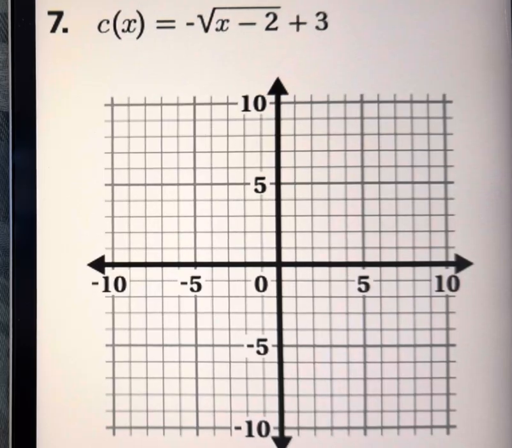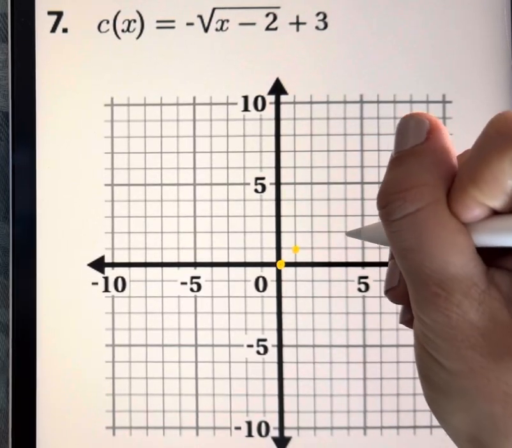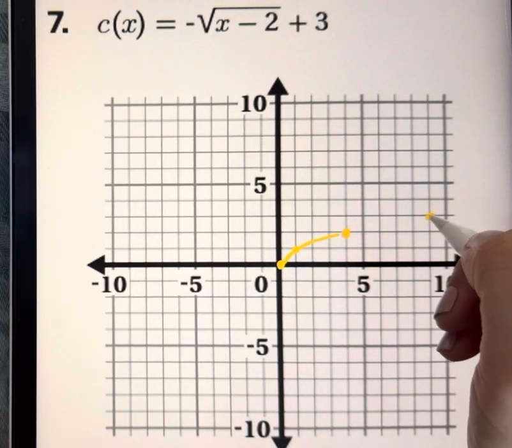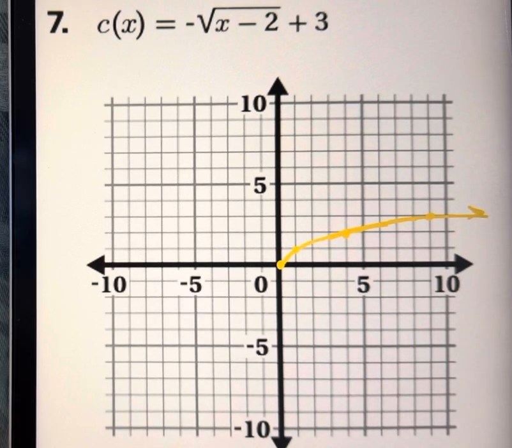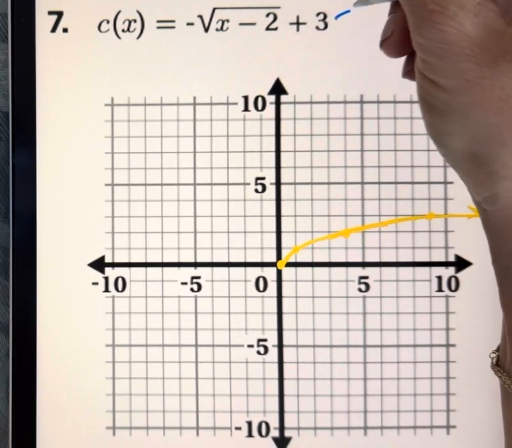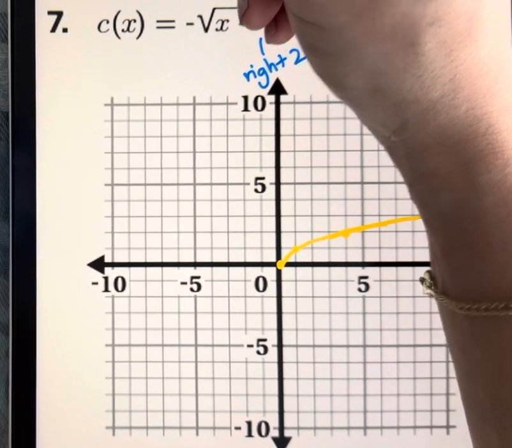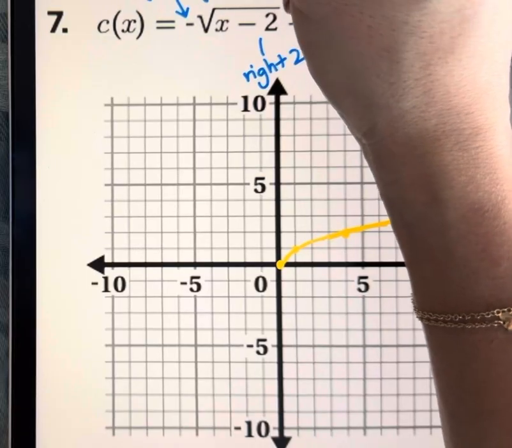Now we have a square root. Remembering that this is what it does. Okay, and at 9 it's at 3 if you want to get more specific, because square root of 9 is 3. What's happening here? We are going up 3, we're going right 2, and we are doing a vertical reflection.